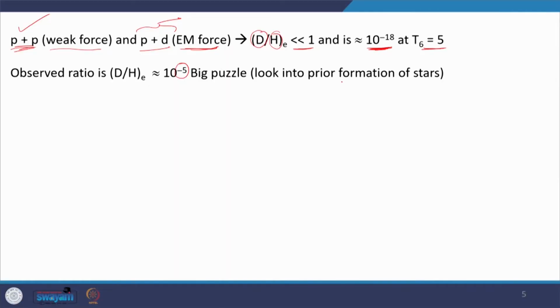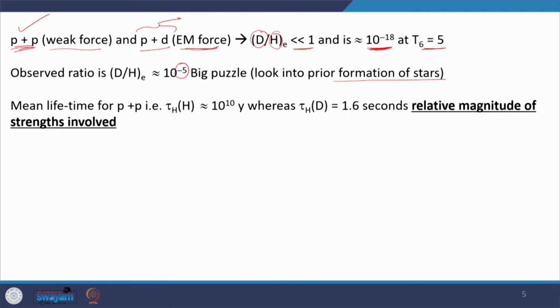Why such a huge difference? This is one of the interesting puzzles in nuclear astrophysics on which work is going on. Okay? So, one has to look into the production of deuterium prior to the formation of stars. We have to go to before the star formation stage, to see whether deuterium is available at that time. Otherwise, why is the observed deuterium so high?